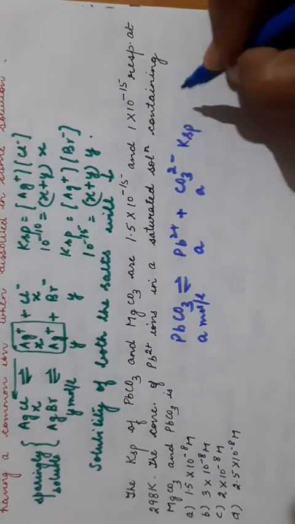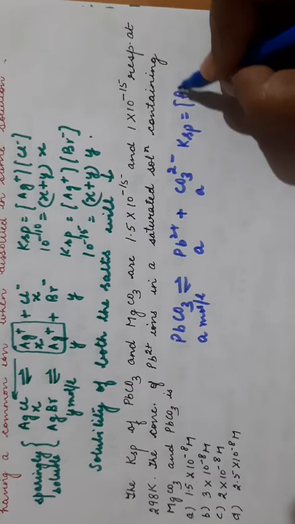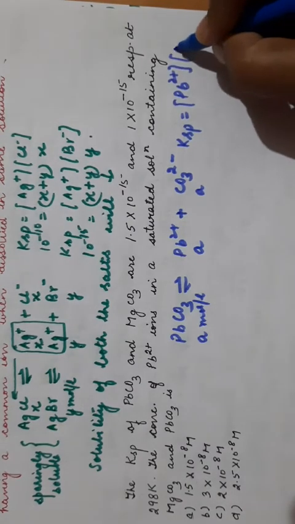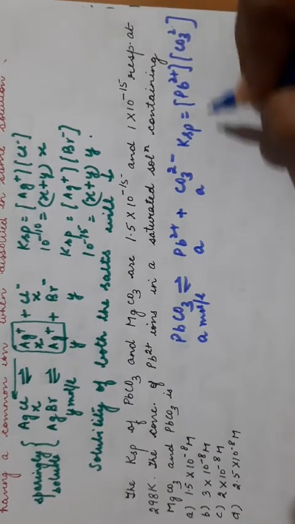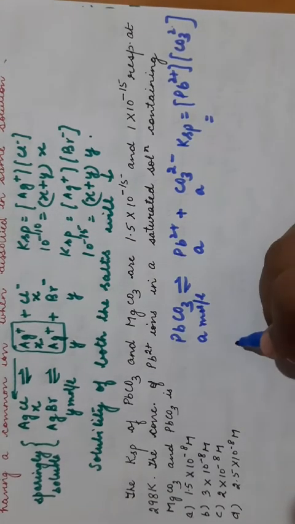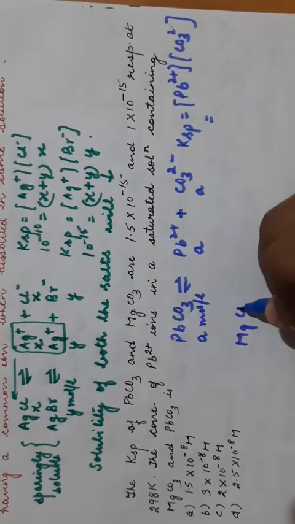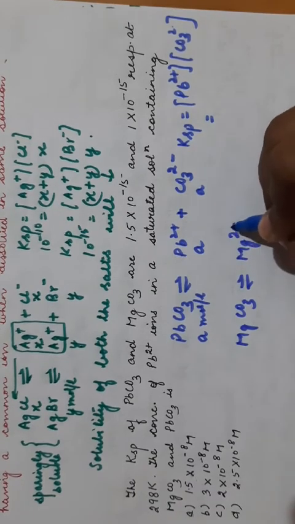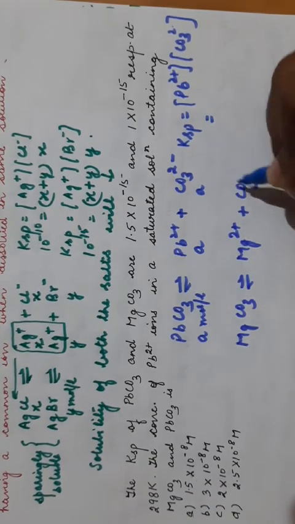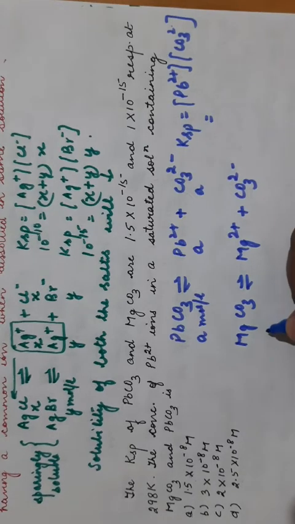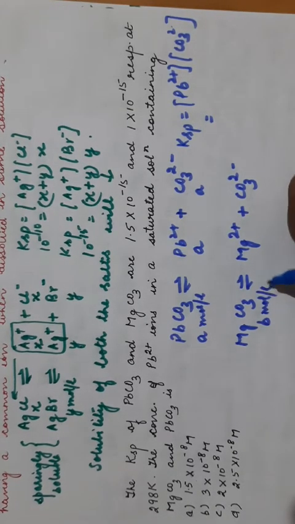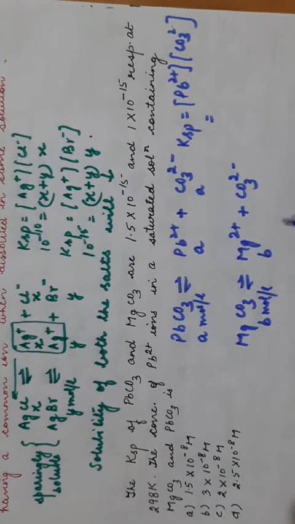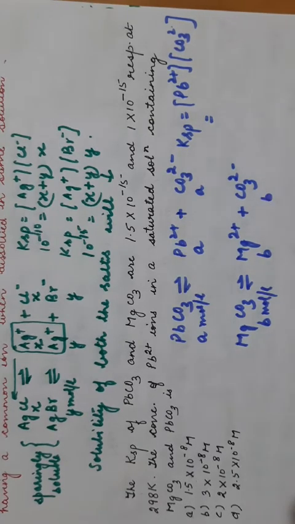Ksp can be written as Pb2 plus into CO3 2 minus. Let's write another one, MgCO3. It is again a sparingly soluble salt because Ksp is given. Ksp is given only for sparingly soluble salts. Say the solubility is B mole per liter. It will give B moles of Mg2 plus and B moles of carbonate ion.